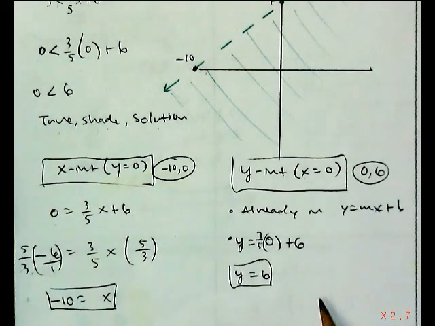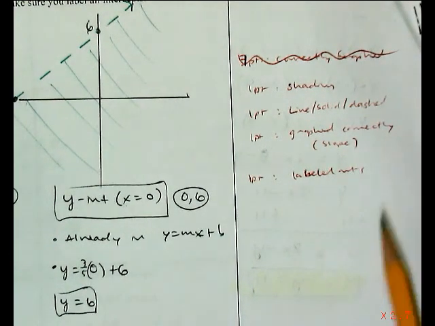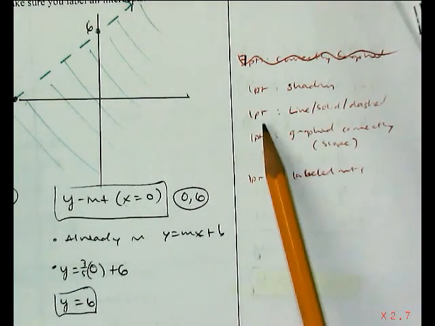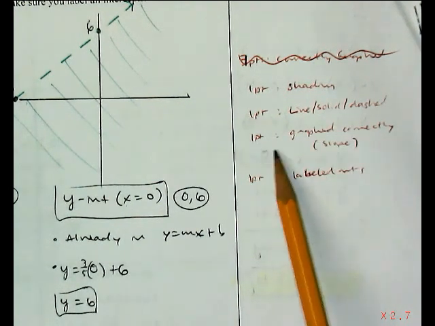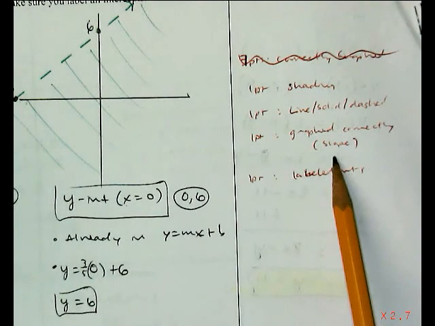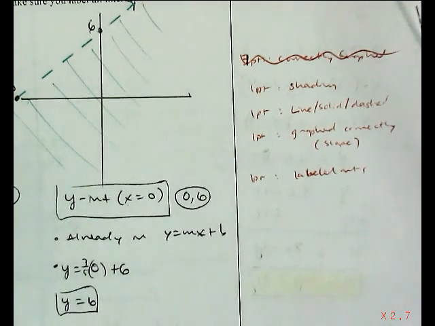There's work for the y-intercept, and on this problem I did not give a point for trying. So 1 point for shading, that's your test point, 1 point for line solid or dashed, it's dashed, 1 point for graphing it correctly, meaning you have the slope correctly, as a positive slope, and 1 point if you label your intercepts.